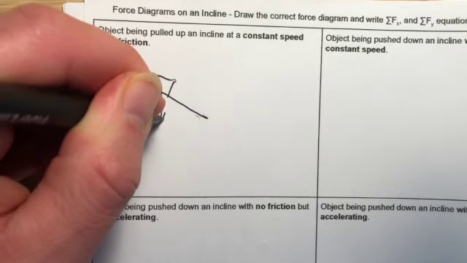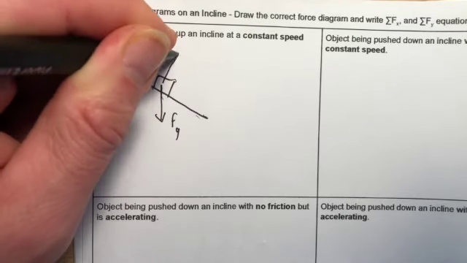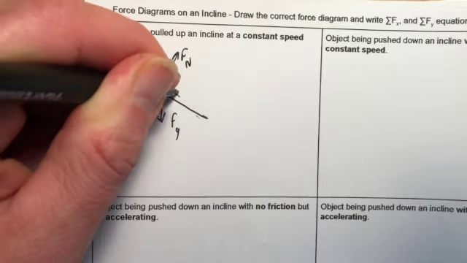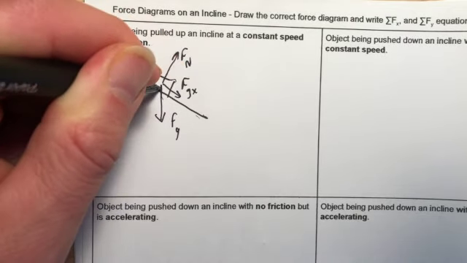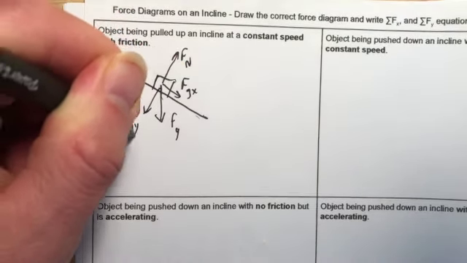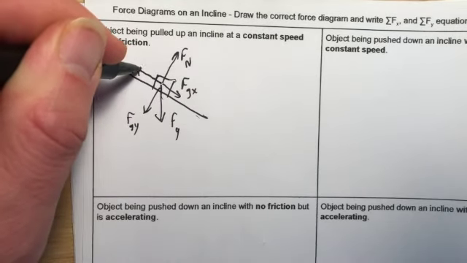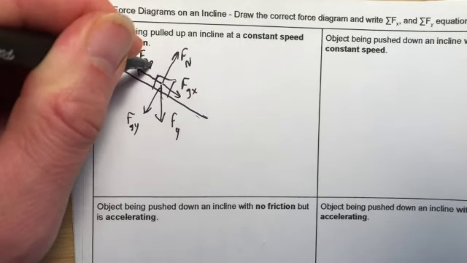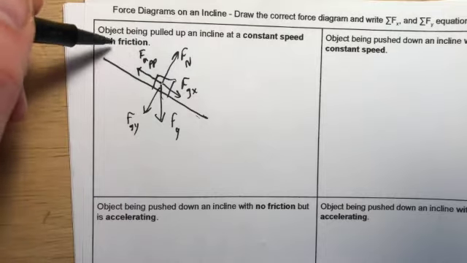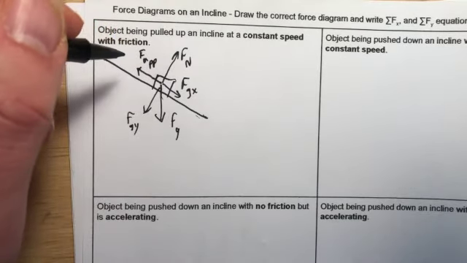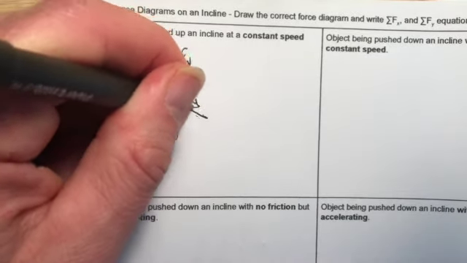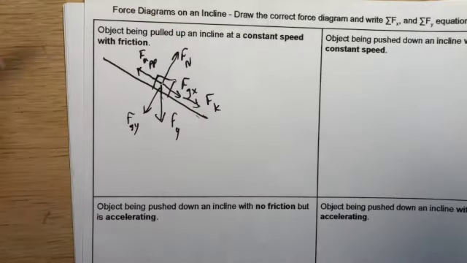So I still have gravity, normal force, Fgx, Fgy, but it's being pulled up. This is my applied force. But it says there is friction now, and so friction always opposes the direction of motion. So friction will be going downhill this time.